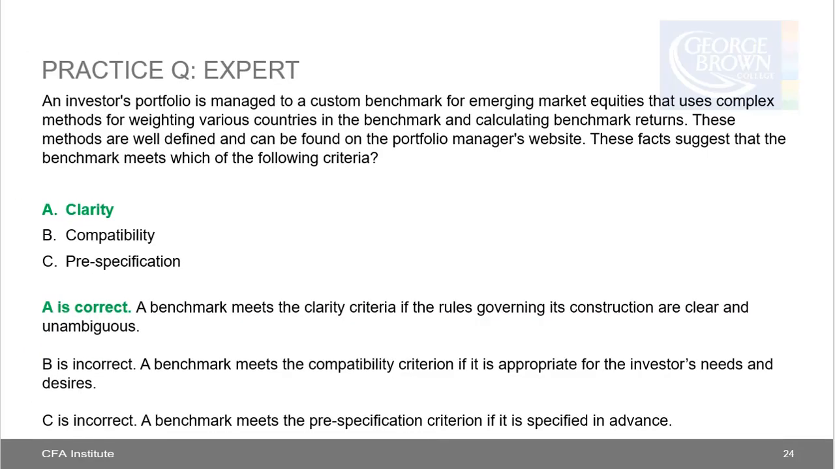Okay, the correct answer is A. A is correct. A benchmark meets the clarity criteria if the rules governing its construction are clear and unambiguous. For B, when we're talking about compatibility, a benchmark meets the compatibility criterion if it's appropriate to the investor's needs and desires. So we have to always be careful with the language. Compatibility is, you have to be looking for the word investor's needs and desires. And for C, pre-specification, a benchmark meets the pre-specification criterion if it's specified in advance.